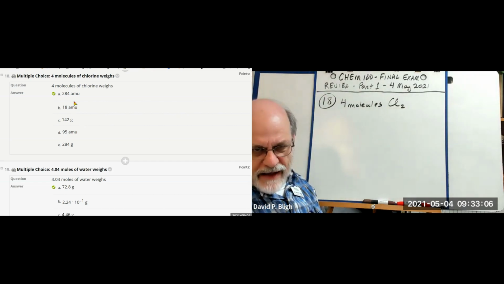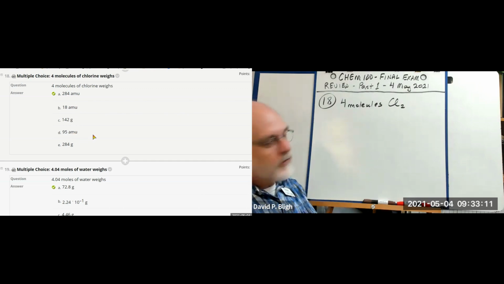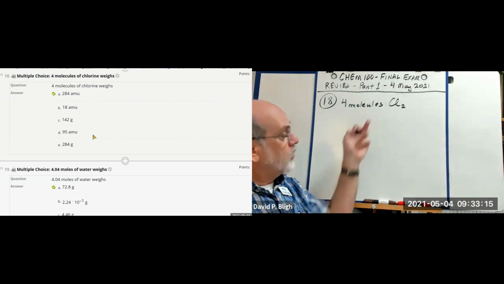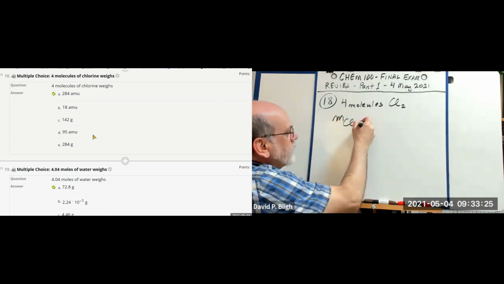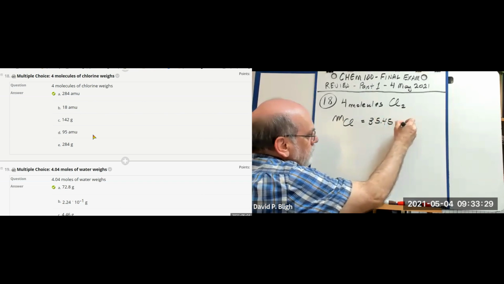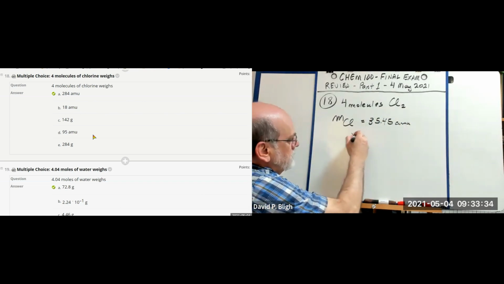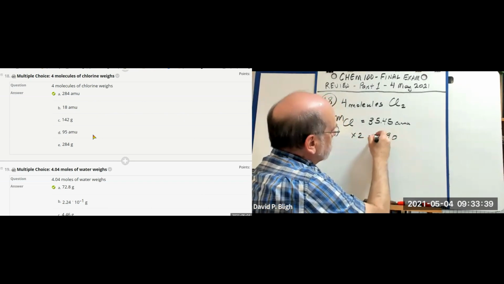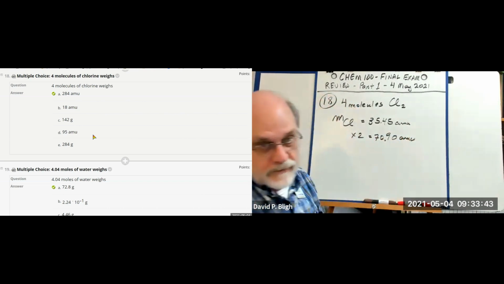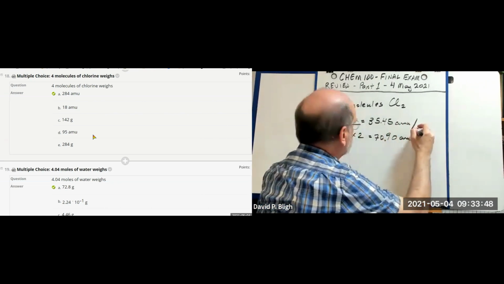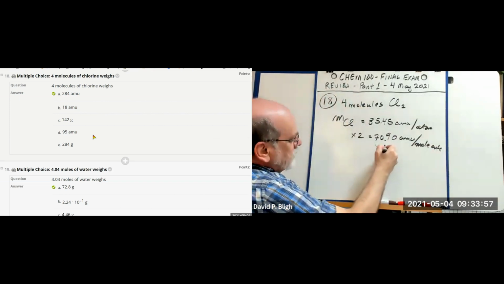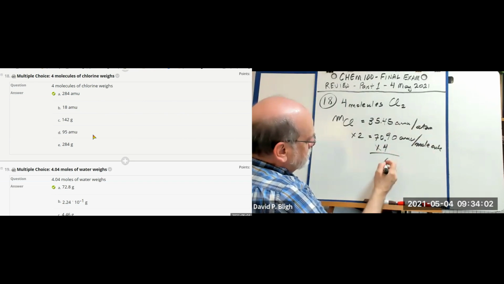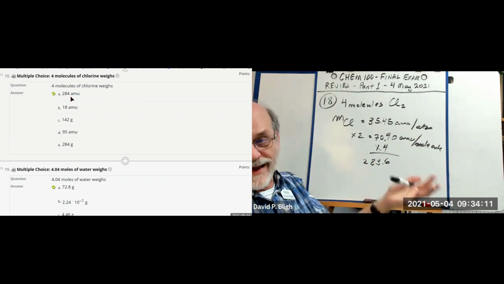So we have answers in terms of atomic mass units and in grams. So if we do atomic mass units, what does a chlorine molecule weigh? Well, I know the mass of one chlorine is 35.45 atomic mass units. So two of them is, let's see, this would be 70.90 atomic mass units. That's per molecule. So this needs to be times 4, correct? So 4 times 7 is 28. 284, rounded off. Okay, that's why A is the answer.